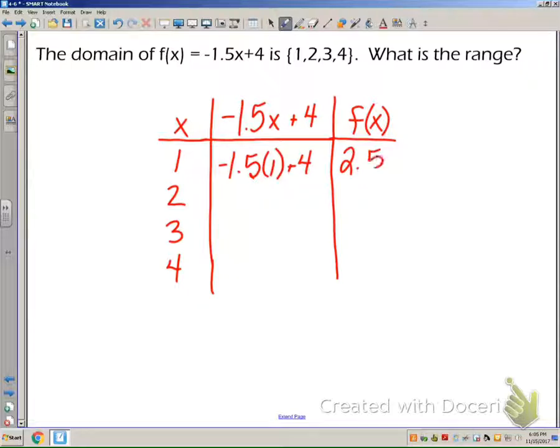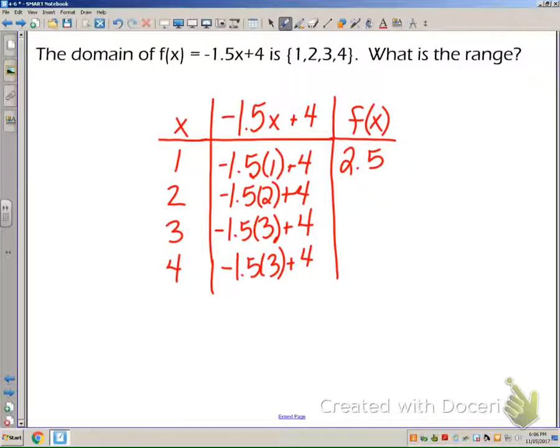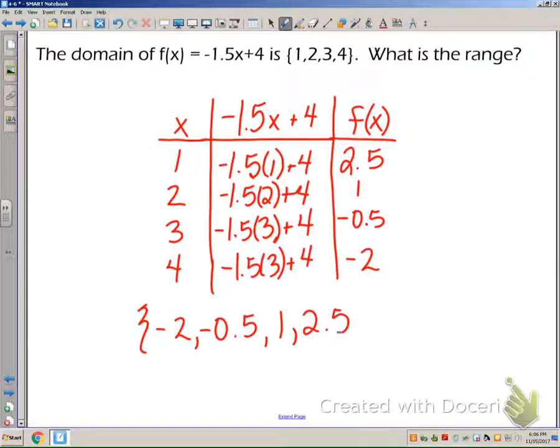I'm going to keep on going, write it down on my chart. Negative 1.5 times 2 plus 4, negative 1.5 times 3 plus 4, negative 1.5 times 4 plus 4. And now I want to evaluate each one of those. And there we have it. So our range then, we need to write it out, would be negative 2, negative 0.5, 1, and 2.5 for this given domain.